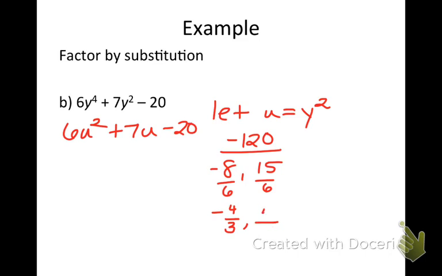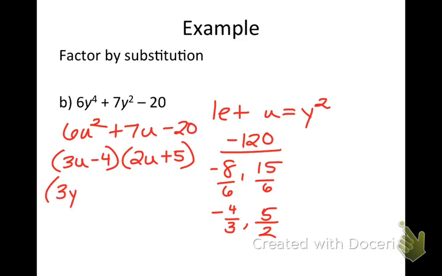and what are we doing here? Taking out a 3, so 5 over 2. So that gets me to 3u minus 4, 2u plus 5. We're not done. What's going to go in place of my u? Y squared. So 3y squared minus 4, 2y squared plus 5.